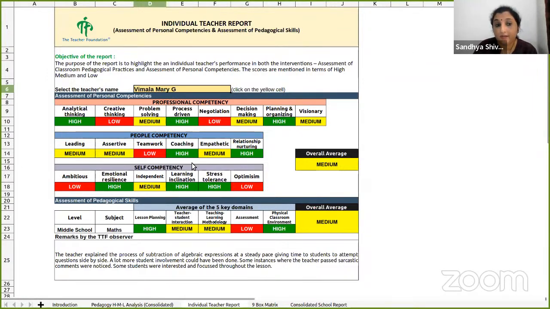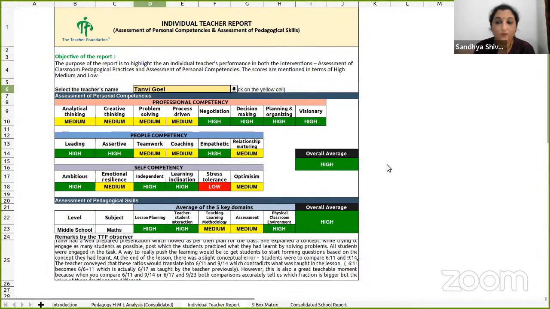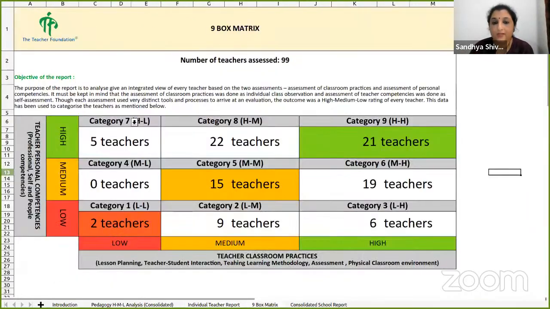is the individual teacher's report, where all the different competencies that we're talking of as part of part 1 of the assessment, which is assessment of personal competencies, and part 2 of the assessment, which is assessment of pedagogical skills. For every individual criterion, we're able to give you a report in terms of where this teacher stands.